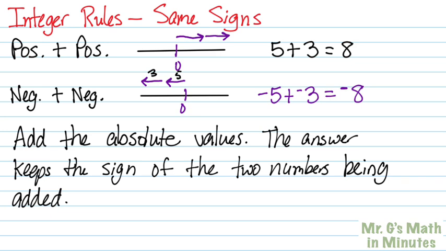So those are our integer rules for addition problems, because everything's different: addition, subtraction, multiplication, division. So addition with the same signs: you add the two absolute values together, and the sign of the answer is whatever the sign of the two numbers in the problem are.